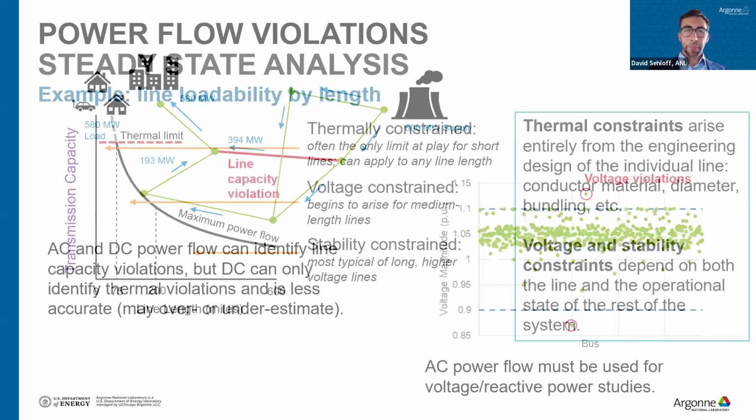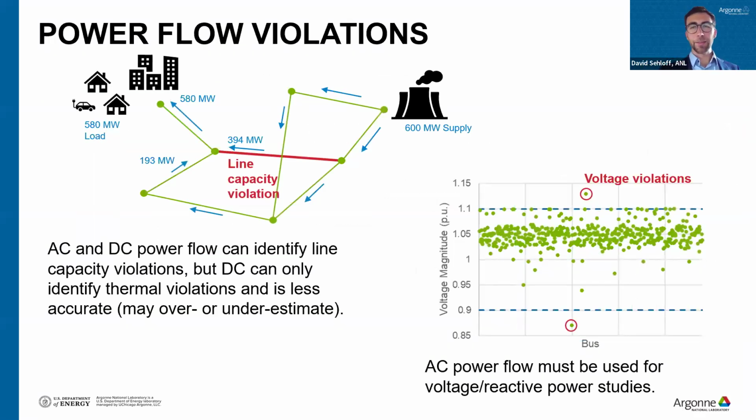Next slide, please. So what would this look like in a steady state analysis? We have our power system here. We simulate generation here at 600 megawatts and 580 megawatts of load. Either our AC or our DC power flow model could tell us that there's a capacity violation on this line, maybe a thermal overload that can be shown by AC and DC power flow. This would constitute a transmission need. If this shows up in the relevant analyses, we would have to address this violation.